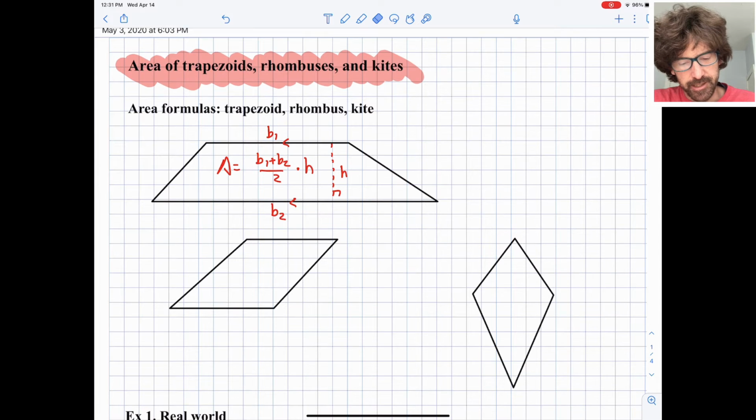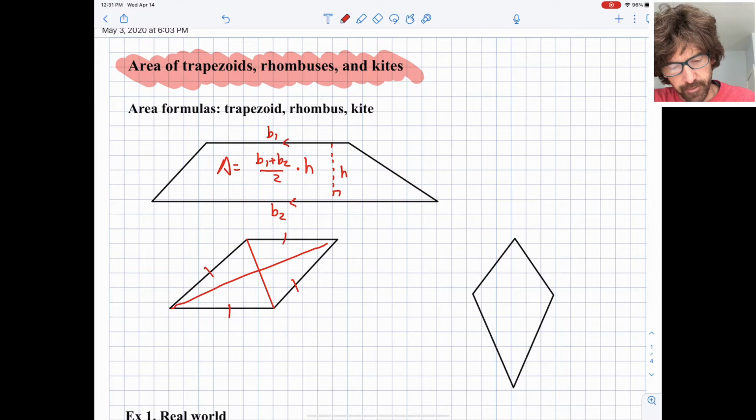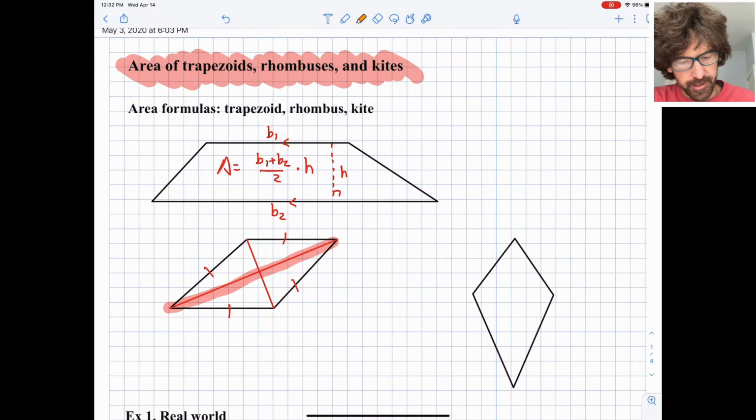A rhombus is an equilateral quadrilateral, so it's a quadrilateral with 4 congruent sides. To find the area of a rhombus, you could always just use the parallelogram formula, base times height, but there's another formula that works as well, and we can think of the two diagonals. We can call that diagonal 1 and this other one diagonal 2, although 1 versus 2 doesn't matter. The area is just going to be 1/2 times the product of those two diagonals.